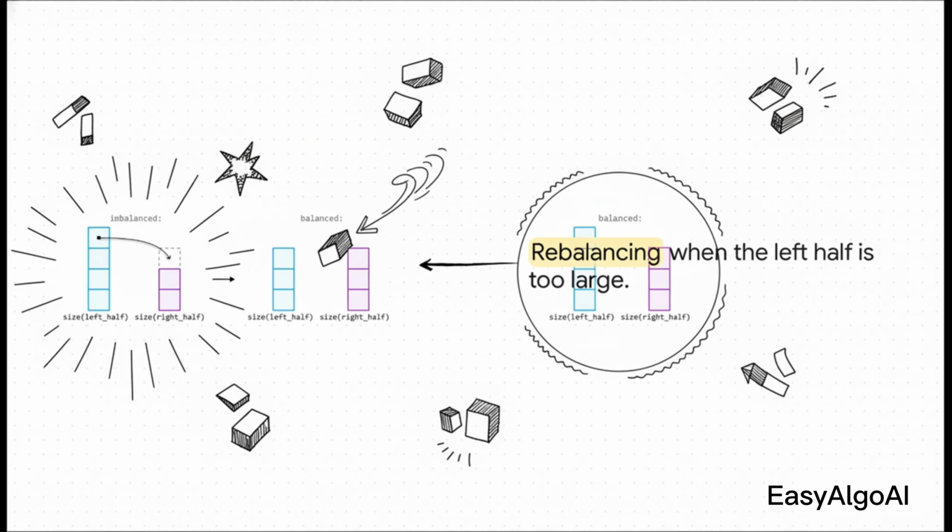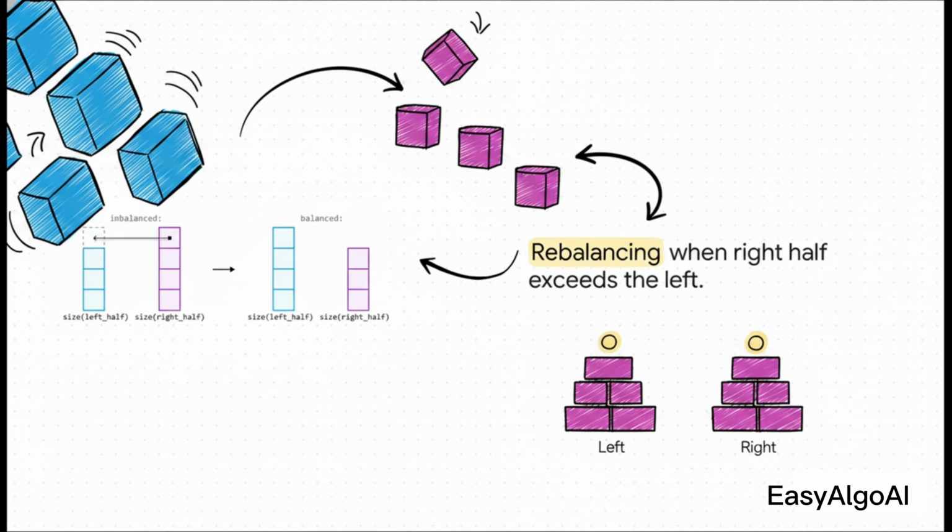So this gives us a standardized, logical rule for the algorithm. Anytime we add a number and the left half becomes too large, meaning its size beats the right half by more than 1, we execute this exact rebalancing maneuver. We pop the top value off the left half and push it straight onto the right half. And the exact inverse is true as well.